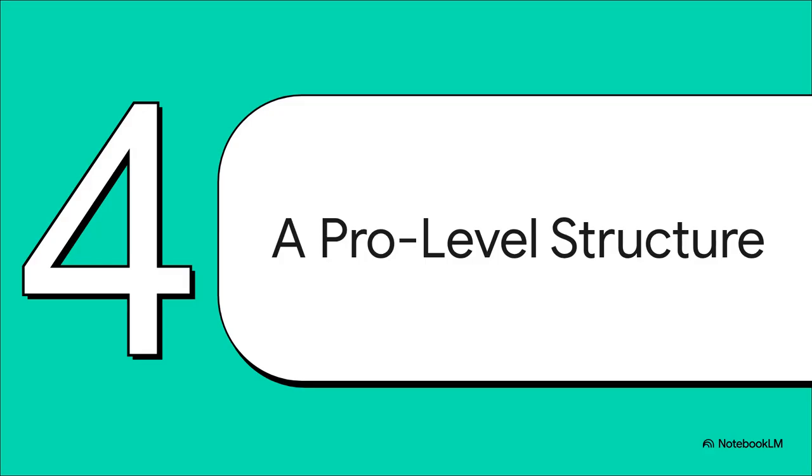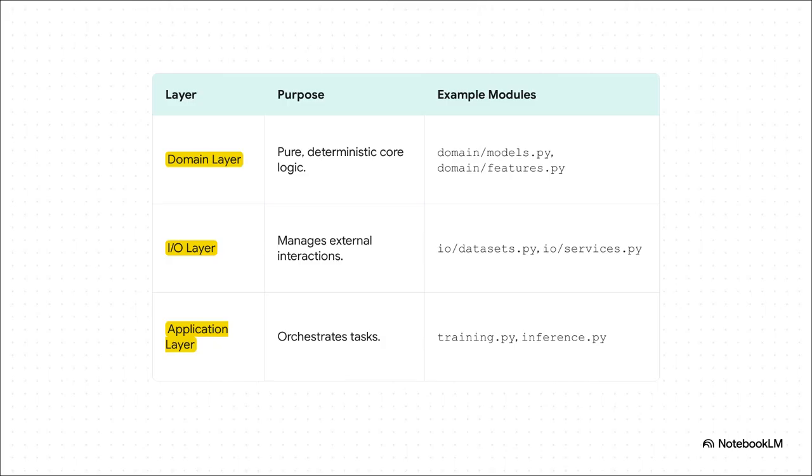Section 4, a pro-level structure. So you might be wondering, okay, I get it, I should use modules, but is there a right way to structure them? For serious MLOps work, the answer is a huge yes. Let's look at the pattern the pros use. The big idea here is to separate your code into layers based on its job. At the very core, you have the domain layer. This is your pure, predictable ML logic. Think model definitions, feature transformations. This code knows nothing about files, databases, or APIs.